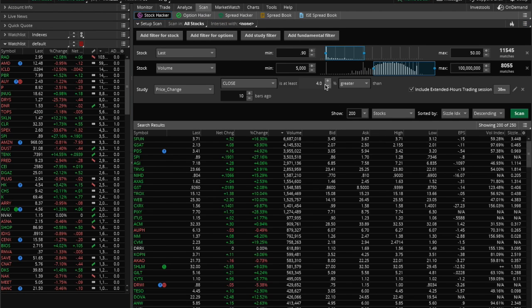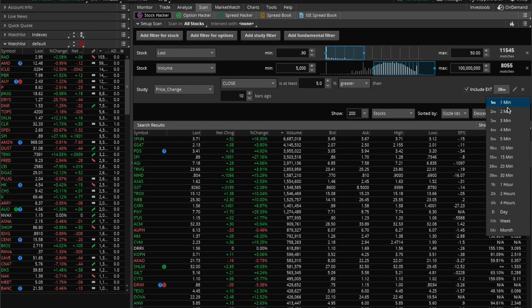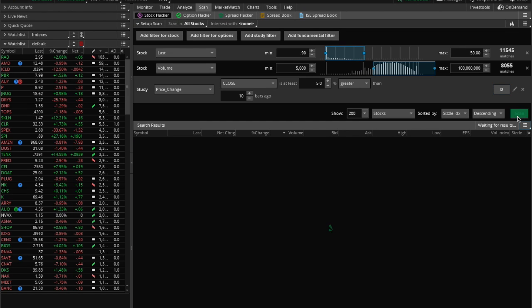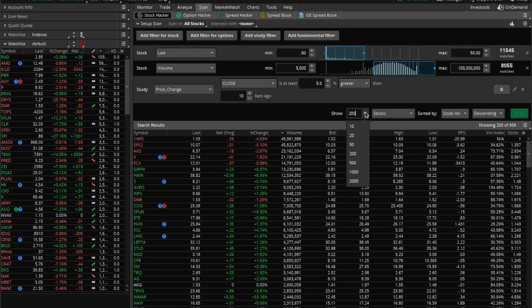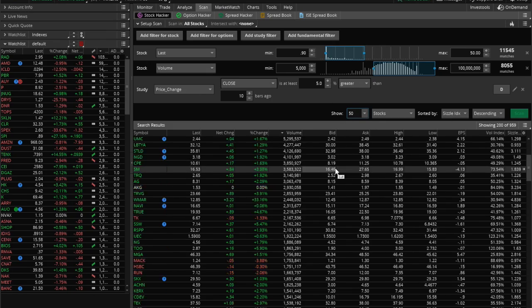So you can click on that. If you want it to be a little bit higher than 4%, then you can go to 5% or greater, and then you can go to include extended hours, or you could actually edit this and just put whatever time frame you want. So you can go up to a day or whatever it is that you want when it comes to scanning.